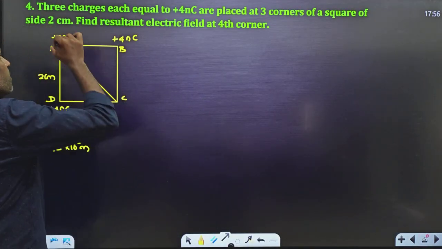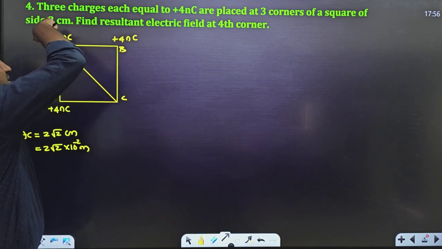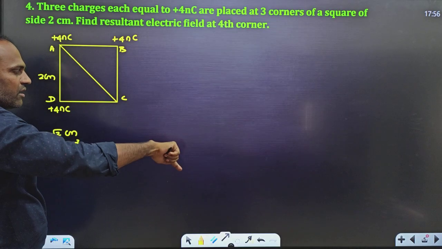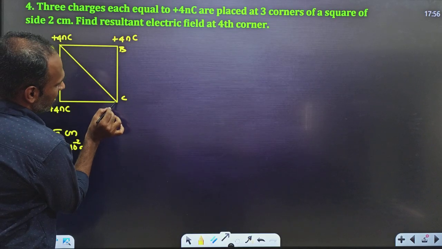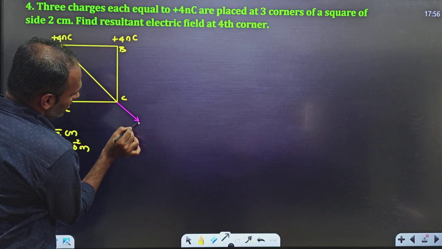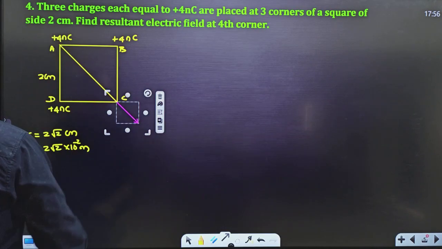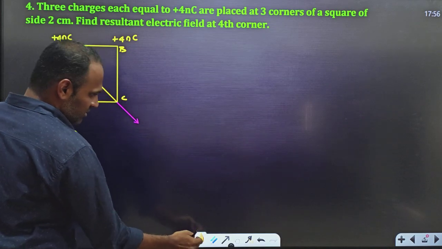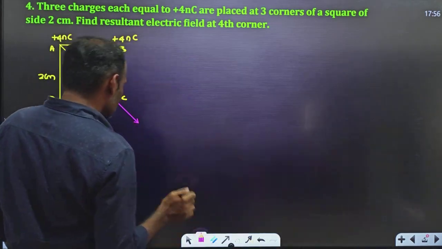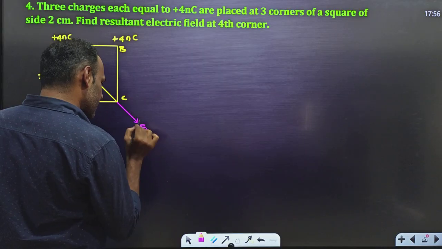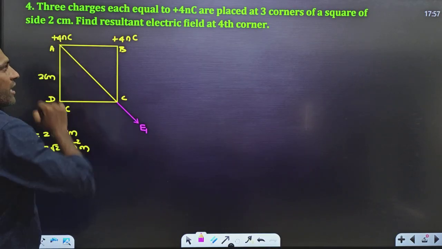Electric field of plus 4 nanocoulomb at A, since it is positive, the electric field has to be away. Start from C and it has to be away from that charge. Correct? Along the diagonal only it will be. This is E1, the electric field due to the charge at point A.